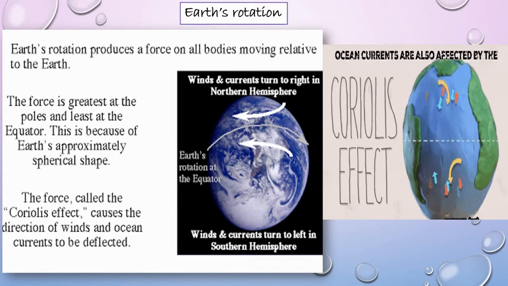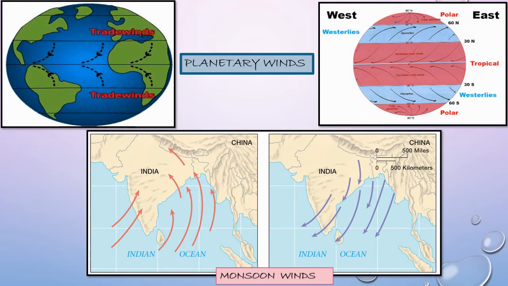Next one is planetary winds. Now, planetary winds are also called permanent winds. They also play a major role in the flow of the ocean currents. Now, these winds are of three types, that is the trade winds, westerlies and polar easterlies, and monsoon winds. Now, these winds blow from one pressure belt to another. The oceanic circulation pattern roughly corresponds to the Earth's atmospheric circulation pattern.